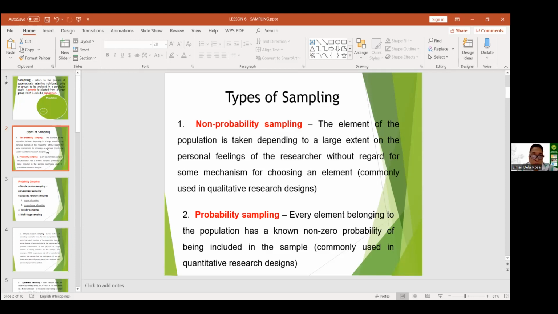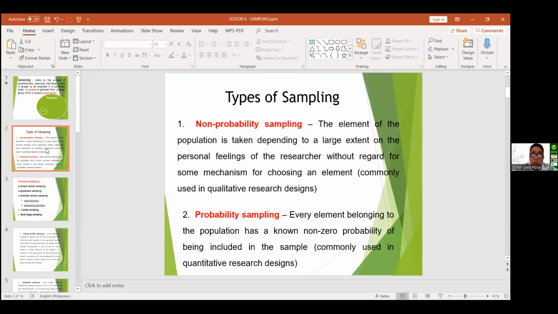So by the opposite, when you say probability sampling, every element, in other words, every member belonging to the population has a known non-zero probability of being included in the sample. And these are the commonly used probability sampling techniques for quantitative research design. So as long as you are a member of the population, any member of that population has a chance of being selected as a sample, and there is a known, so alam natin yung non-zero probability that respondent 1 can be selected to represent the population.